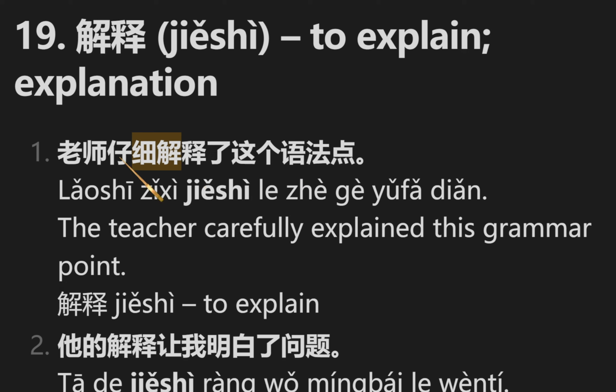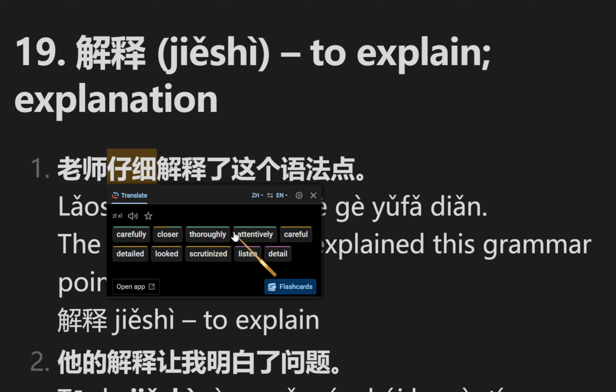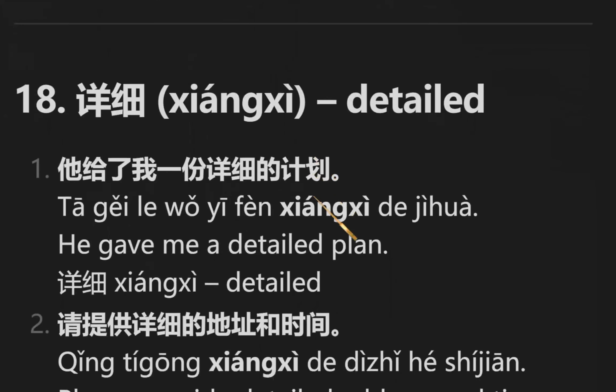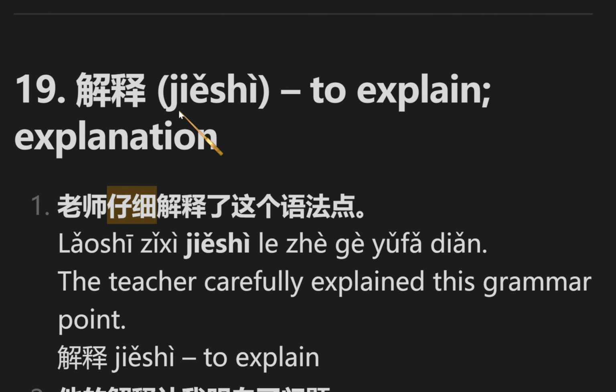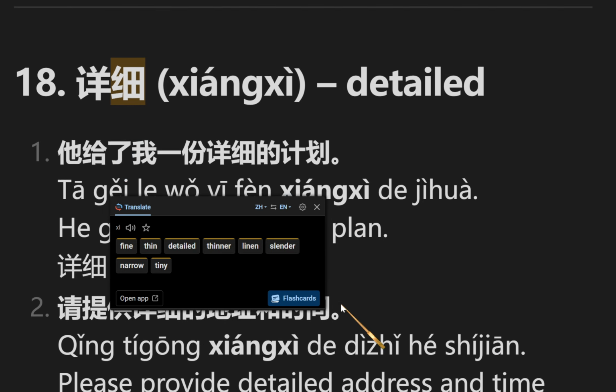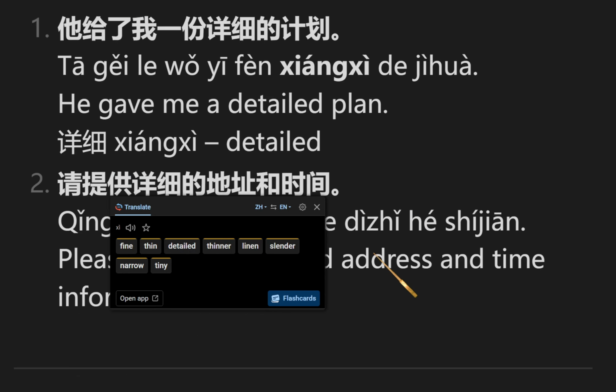Let's see. Here is a new word. 仔细, carefully, or you can also say detail. Careful detail, closer, slowly, listen in detail. So almost the same as our 详细. As you can see, 仔细 and 详细 also have the same 细, detail. Also fine, thinner, but we need detail, narrow.